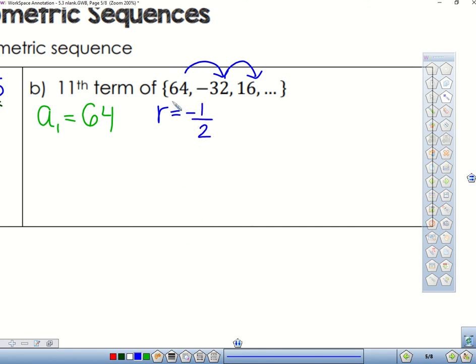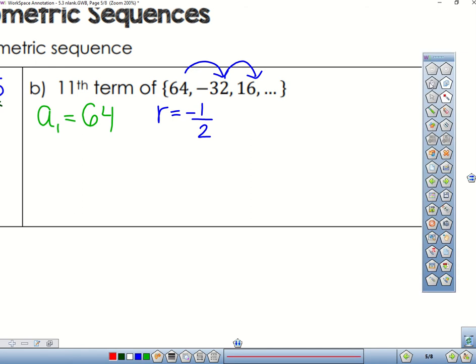So if you multiply 64 by negative 1/2, that's the same thing as dividing it by 2, and that gives you negative 32. And if you multiply negative 32 by negative 1/2, you would get 16. So if you're not sure, always check in your calculator. And you can put in negative 1/2 as negative 0.5 in the calculator.